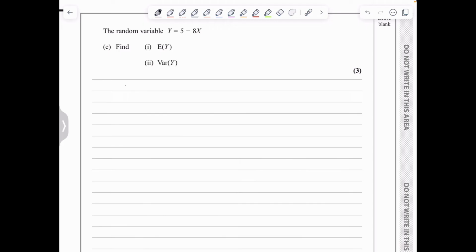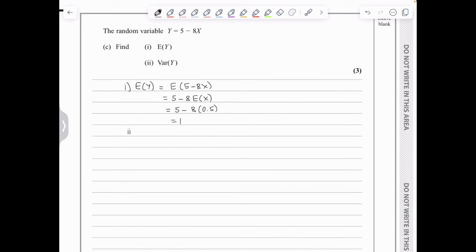So for the expectation of y, this is going to be the expectation of 5 minus 8x, which is simply going to be 5 minus 8 times the expectation of x, which is 5 minus 8 times a half, which turns out to be 1.